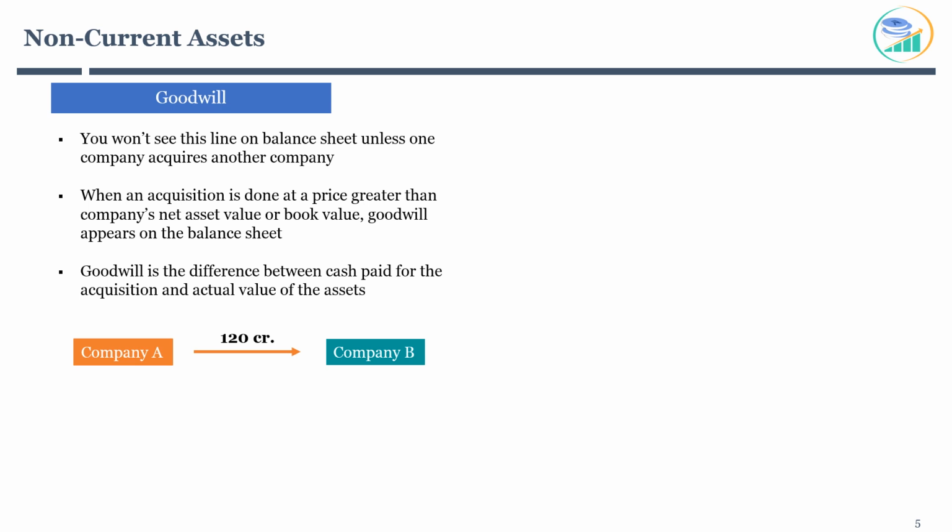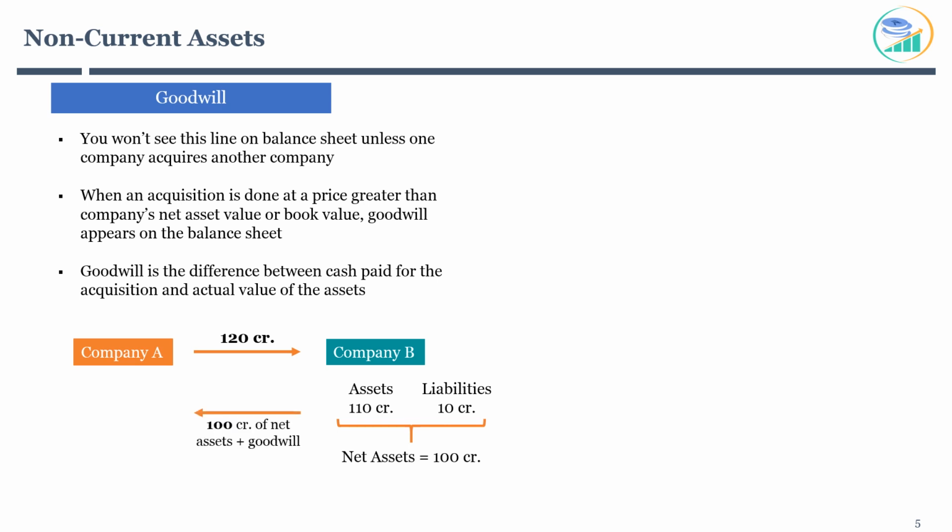Let's assume Company B has assets of 110 crore and 10 crore of liabilities. The net value of assets is 100 crore. However, Company A paid 120 crore for acquisition. Now let's understand how it impacts the balance sheet of Company A. You need to carry over the net assets of Company B on the balance sheet of Company A. It will be carried over as 100 crore of net assets and the remaining will be recorded as goodwill.